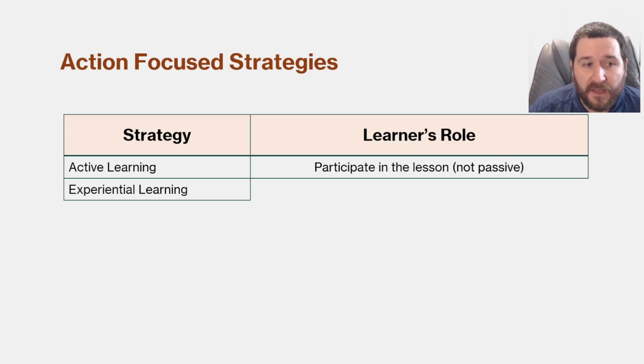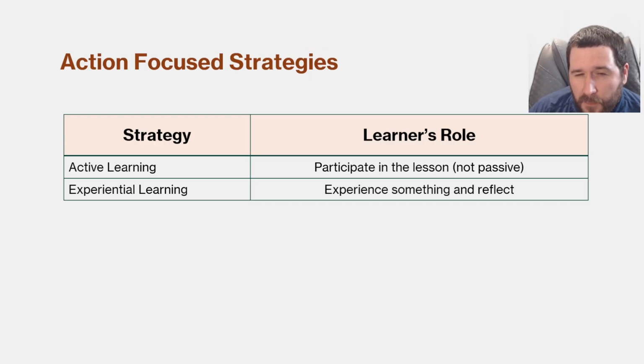Okay, we have experiential learning. This is based on Kolb's learning cycle. Experiential learning is essentially where students experience something. Okay, they witness something happen, and then they reflect about it, and they talk about it. Okay, so experiential learning. You're experiencing something, and then we're reflecting on it.